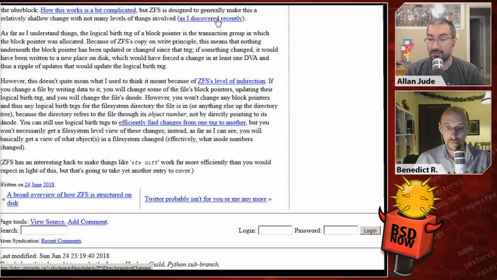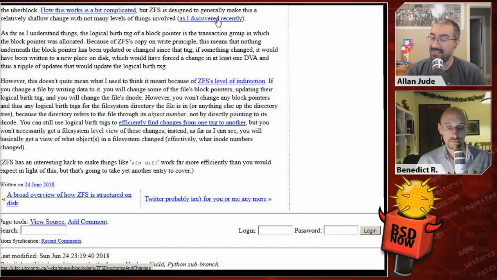You can still use the logical birth transaction to effectively find files that change from one transaction group to another, but you won't necessarily get a file level view of these changes, right? Because if you change the middle of a file, maybe only the block in the middle actually changed. The whole file didn't change. Instead, as far as I can see, you will basically get a view of what objects in a file system have changed, effectively the equivalent of the inode number.